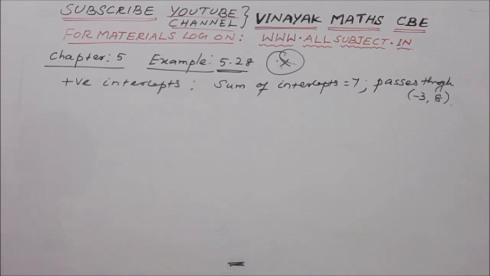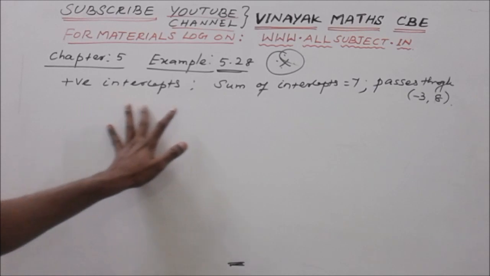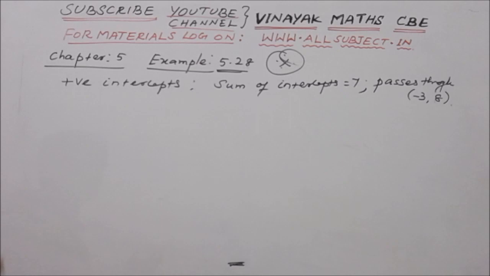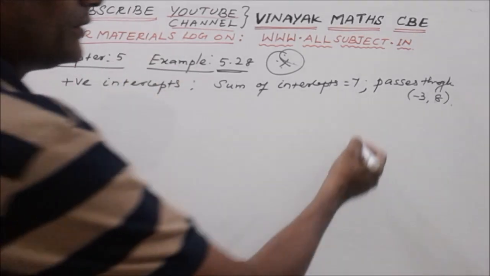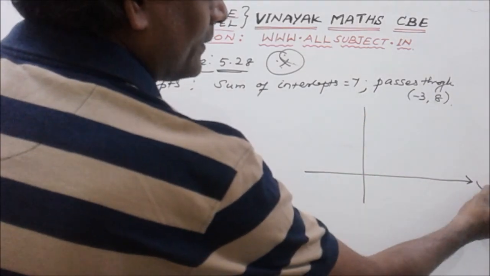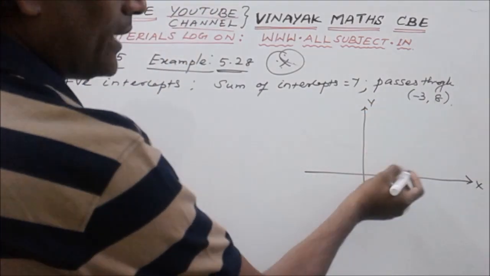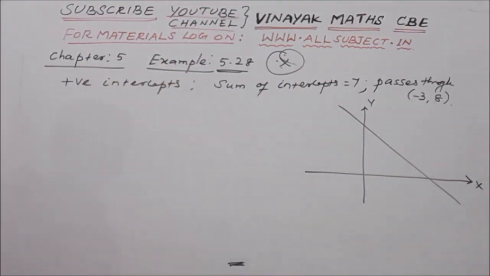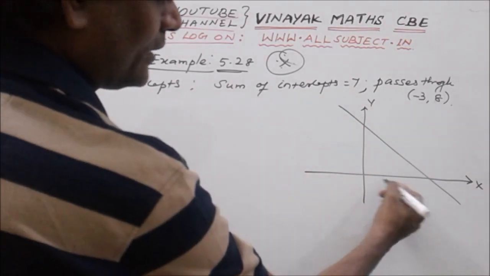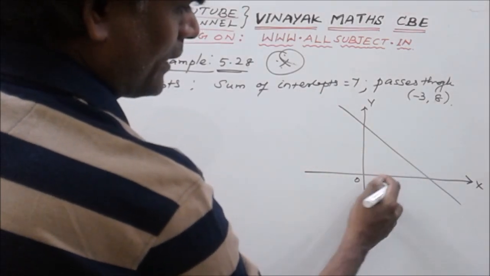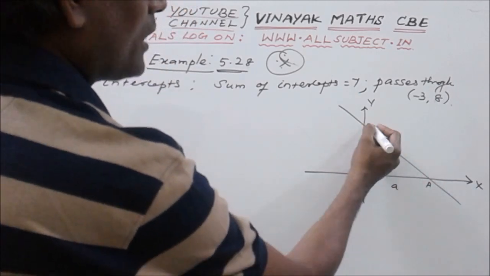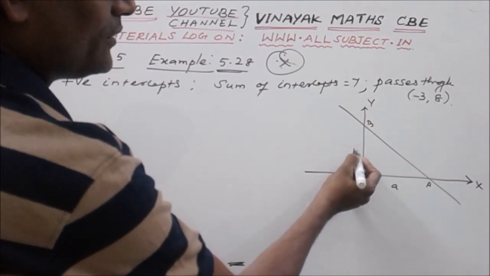Now chapter 5, example 5.28. Given that a line makes positive intercepts with the coordinate axes, means the x and y axes. This is the x axis and another one is the y axis. It makes only positive intercepts, means it meets the x and y axes on the positive side. Let the x intercept be a, that is the distance from the origin to the point A is a, and this is taken as b, and this length is b.